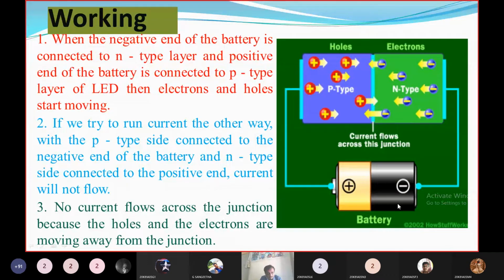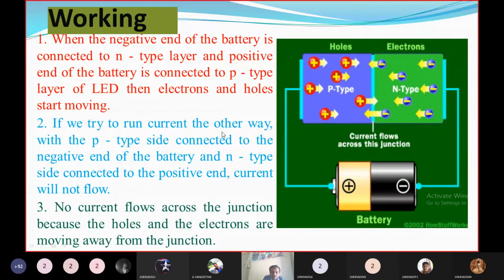One terminal of the LED is connected to the positive side, and this N region is connected to the negative terminal. In the N region, the majority charge carriers are electrons. Those electrons will move towards the depletion region, as well as holes will move towards the depletion region. What is the reason? We know that. Next, if we try to run current, yes. So here, this is given regarding the forward bias.